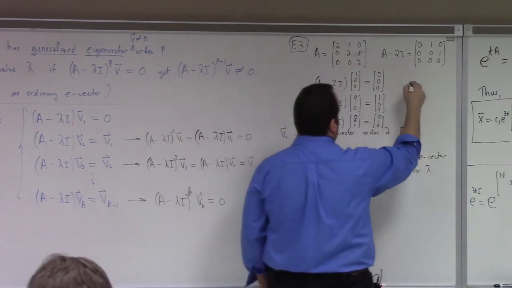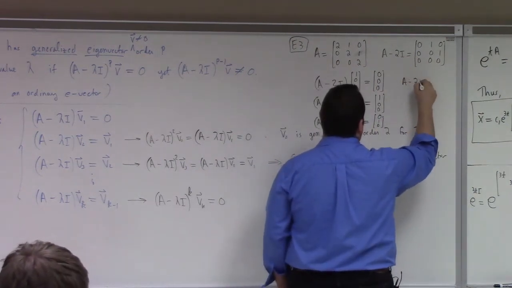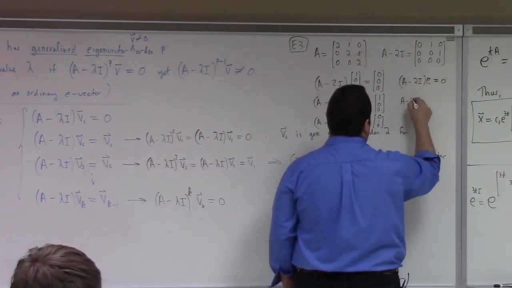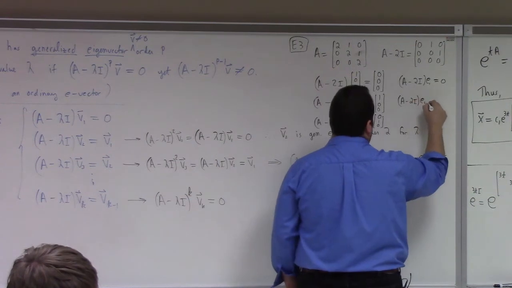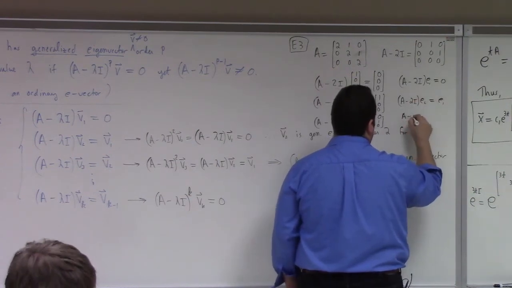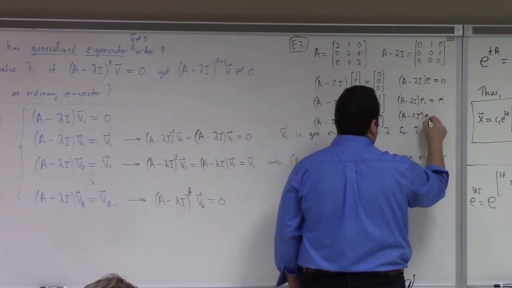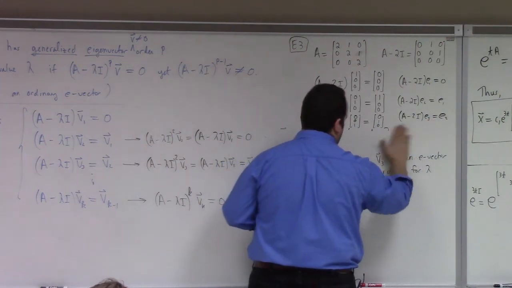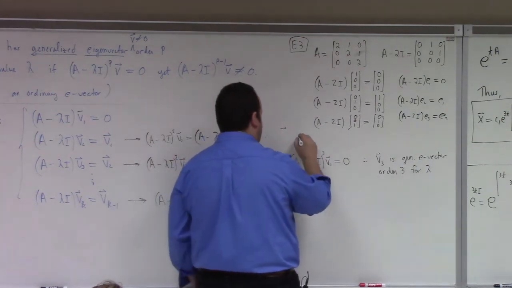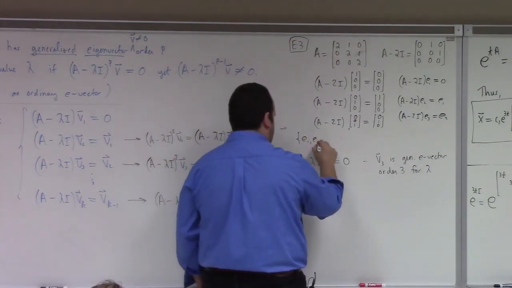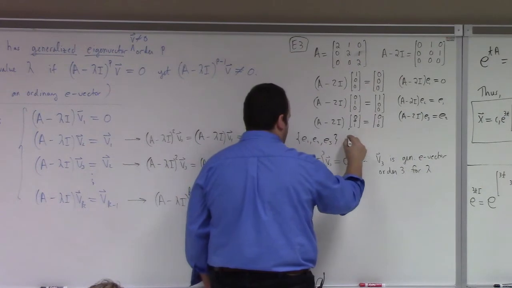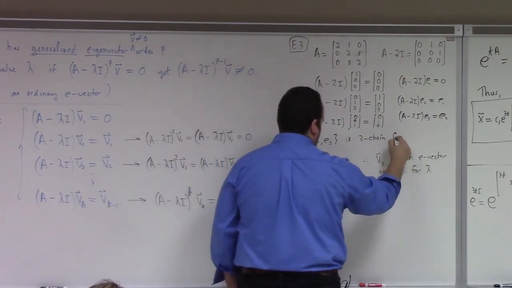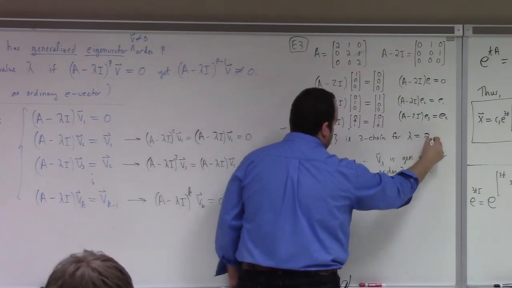So it's easier to write this in the following notation. A minus 2I E1 equals 0. A minus 2I E2 equals E1. A minus 2I E3 equals E2. So if we put that all together, what we have is that E1, E2, E3 is a 3-chain for lambda equals 2.